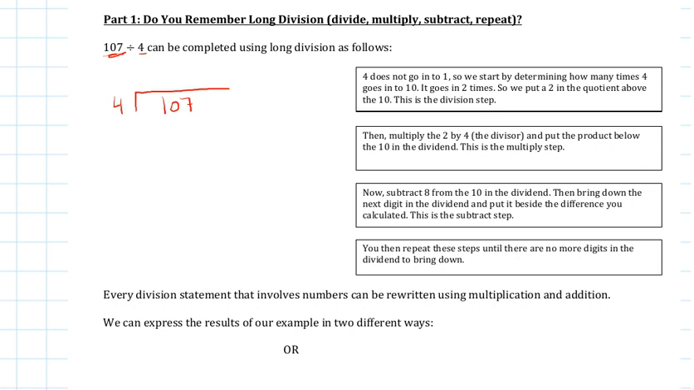Now, how many times does 4 go into 1? We can't do that, so we have to start with 10. How many times does 4 go into 10? That would be twice. Then 2 times 4 gives me 8, and then we do the subtraction. 10 subtract 8 is 2. Bring down the 7, and now you have 27. How many times does 4 go into 27? 6 times. 6 times 4 is 24. Then you do your subtraction, and you'll be left with a remainder of 3.